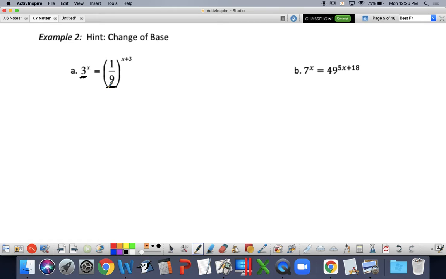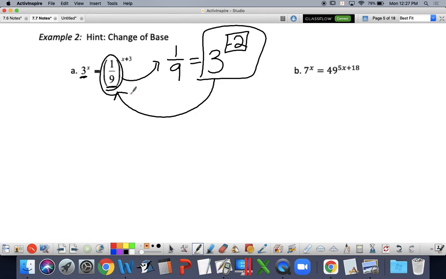So what I like to do is say, okay, 3, I don't want to change this to 1/9. 3 is a number I'm familiar with. How can I rewrite 1/9? 1/9 is equal to 3 to what power? Negative 2, that's right. It's a negative number. If I go from a fraction to a whole number, I'm going to have a negative exponent. So 3 to the negative 2 is the same thing as 1/9. Are there questions on that before we use that? All right, so I'm going to substitute it back in for 1/9. So I get 3 to the x is equal to 3 to the negative 2 raised to the x plus 3 power.